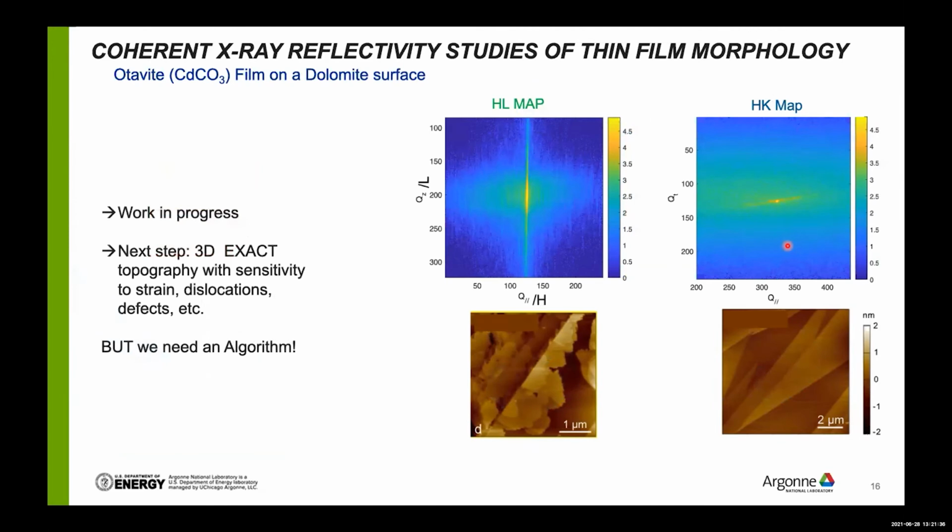So now what you would expect is the third and last step, which is to invert this 3D reciprocal space volume to obtain a 3D exact topography of the thin film and the substrate, with sensitivity to strain, dislocations and defects. But this is work in progress, and it's the step that we need to perform. So unfortunately, I can't show you the results. And for doing this inversion, crucially, we need to design an algorithm.